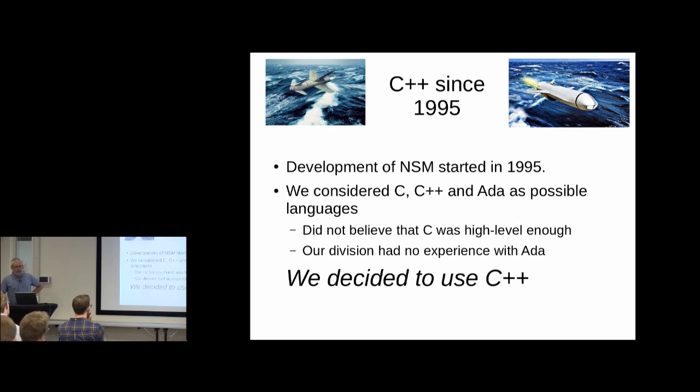We started using C++ in 1995 because at that time we started development of the NSM. We had a lot of experience with C in the Penguin missile, the one up in the left corner, but we knew that NSM would be larger and more complex than anything we had done before. So we didn't think that C was high level enough, and we had no experience with Ada in our division. And there was a lot of internal lobbying for C++. So we decided to go for C++ in 95.